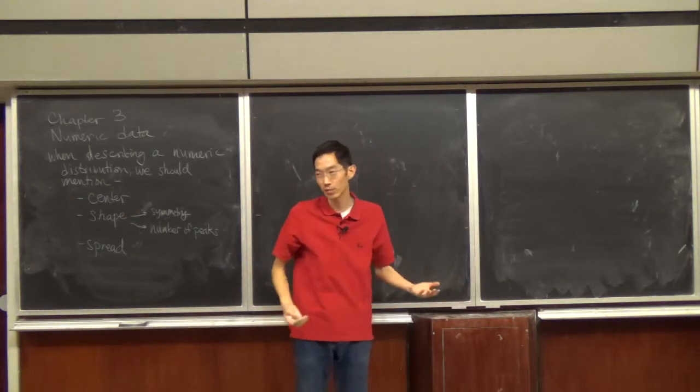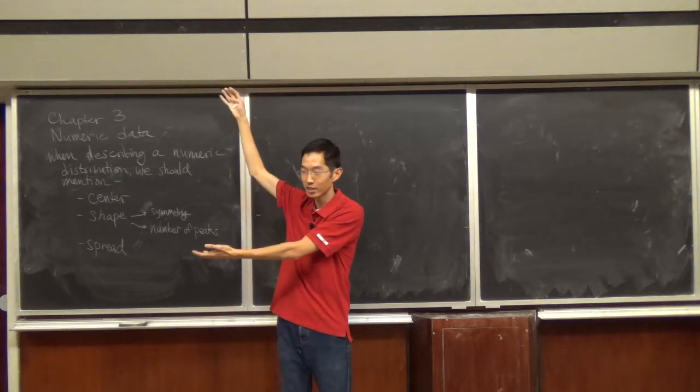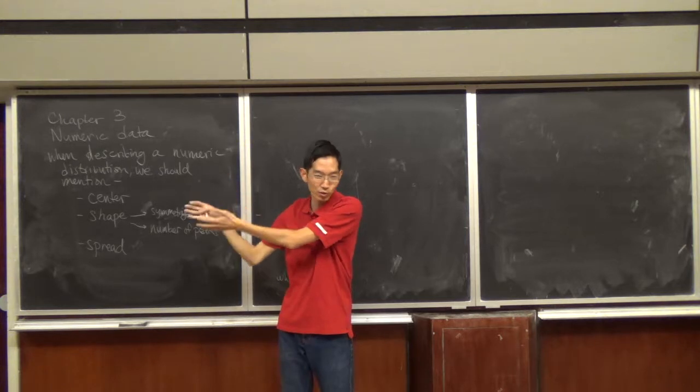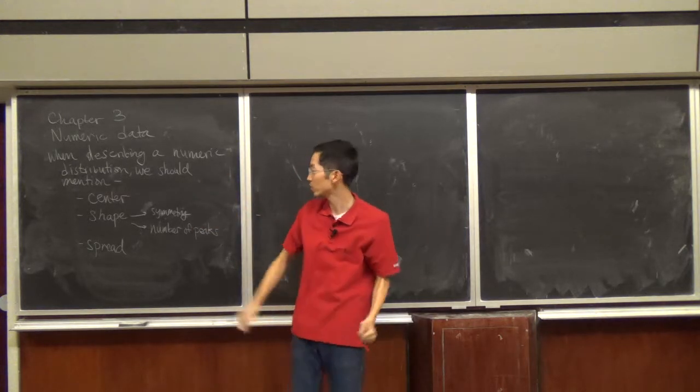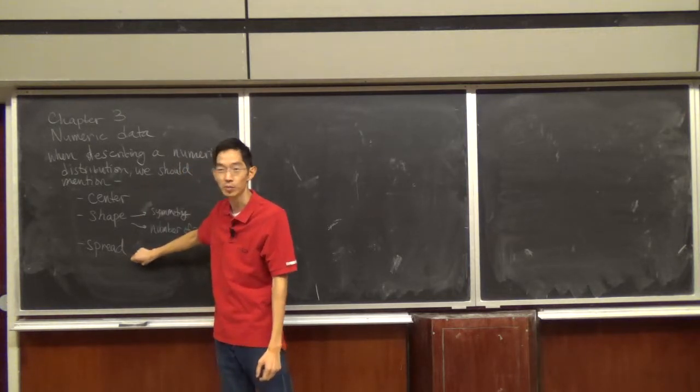We could do that, but it would be difficult. By compressing a set of data down to a few numbers, we can compare these few numbers to these few numbers. Okay, and so the summary numbers we're going to learn today are the numbers for center and the numbers for spread.